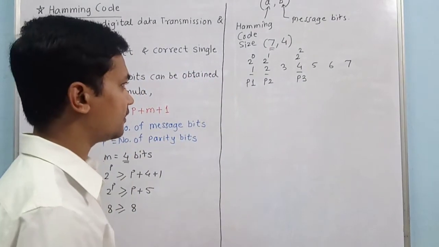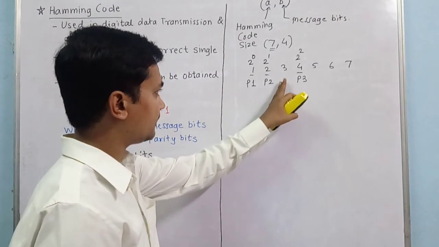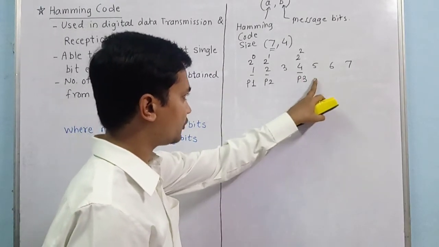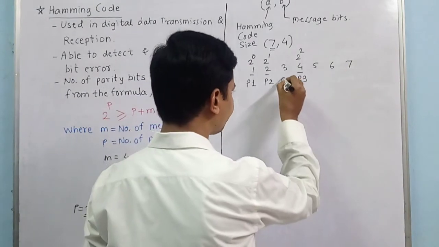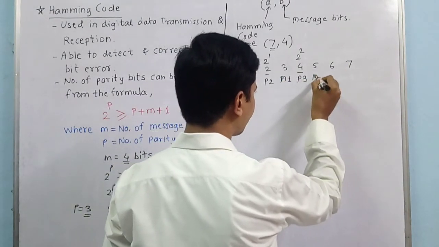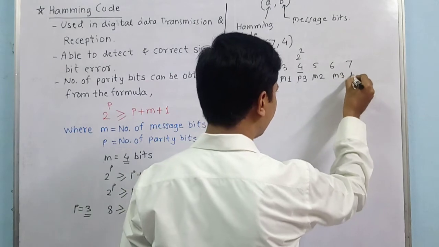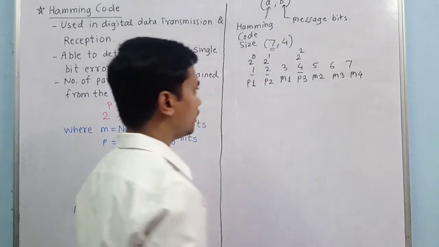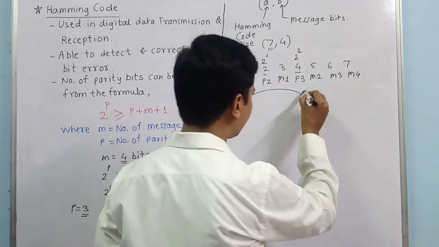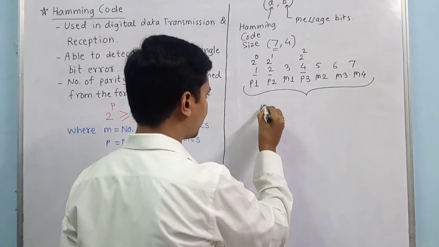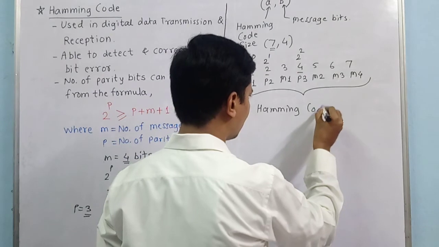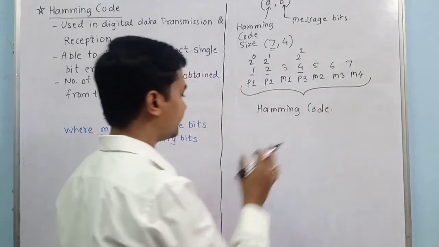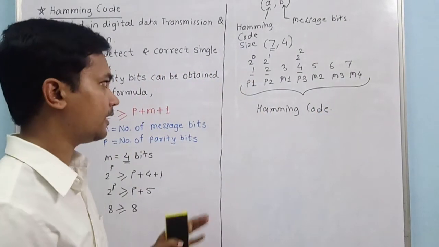Now what about the message bits? The message bits should be placed at the third position, fifth position, sixth position and seventh position. So I will write M1, M2, M3 and M4. So this is our Hamming code. This is how we have to form the Hamming code.